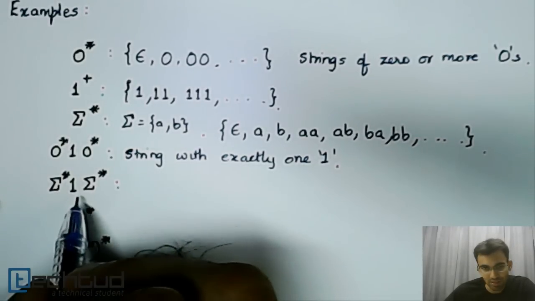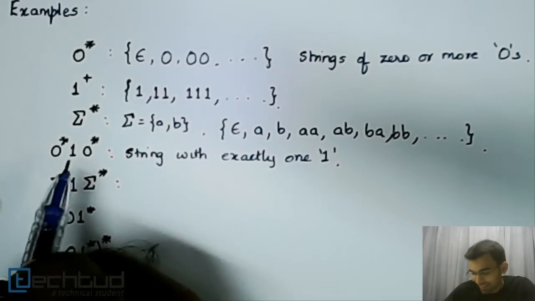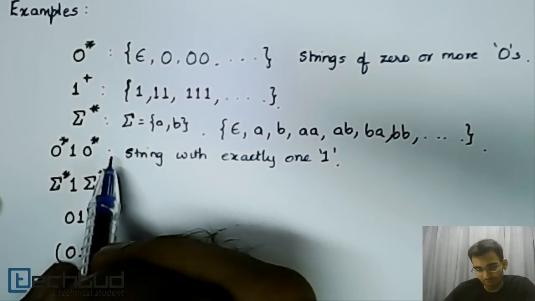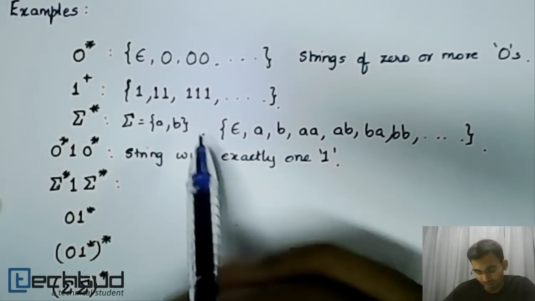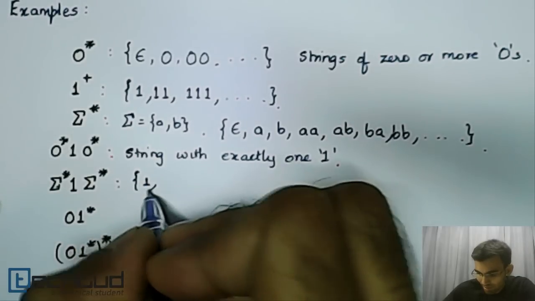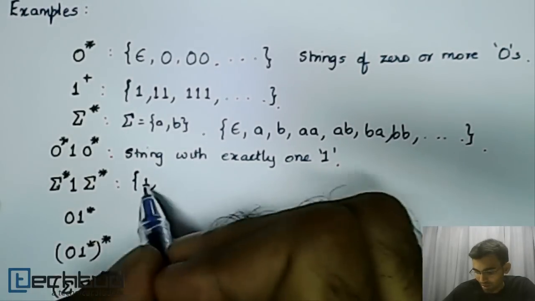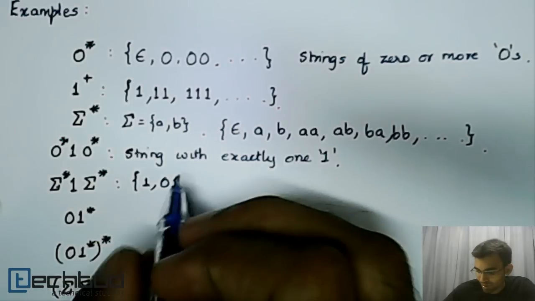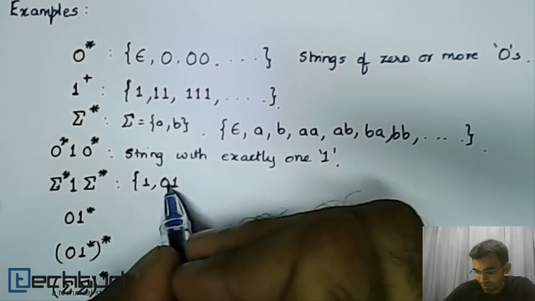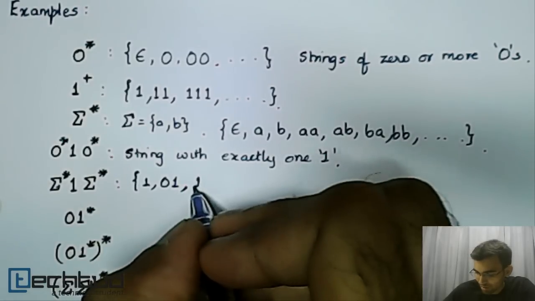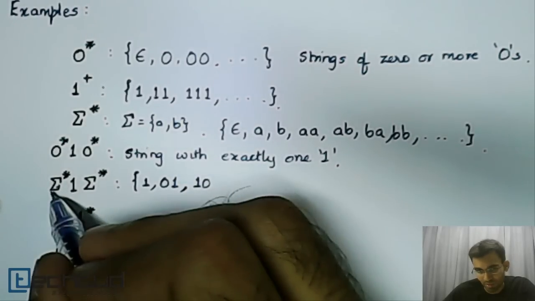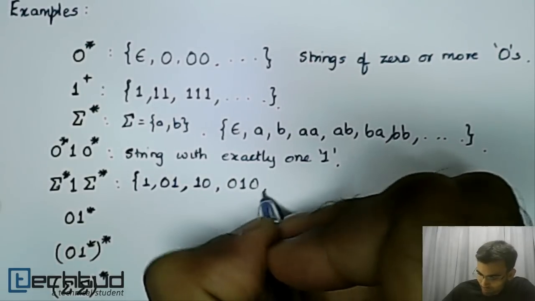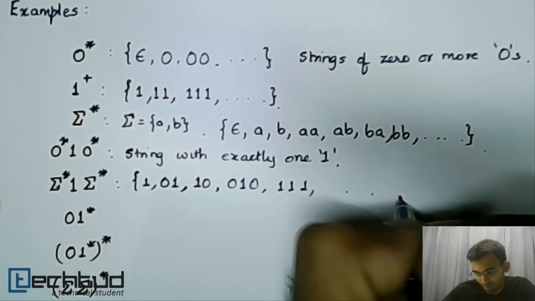Sigma star 1 sigma star simply indicates that you have at least a single 1 encapsulated by zero or more occurrences of any of the letters or symbols in the alphabet. So this can be 1 if both sides are epsilon, or 0 1, where from the first sigma star we choose to put a 0, 1 is present here, and from the second sigma star we choose the empty string epsilon. Or 1 0, the reverse, where we choose epsilon from the first sigma star and 0 from the second, or 0 1 0, or 1 1 1, and so on and so forth.